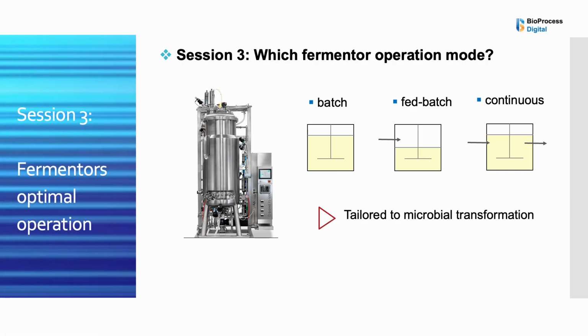Session 3, Optimal Operation of Fermenters, introduces the core principles of optimizing bioreactor performance, with a focus on aligning operational strategies with the specific kinetics of the cellular biotransformation. The session outlines the rationale behind selecting the most appropriate mode of operation, batch, fed batch, or continuous fermentation, when scaling up a process for industrial production.